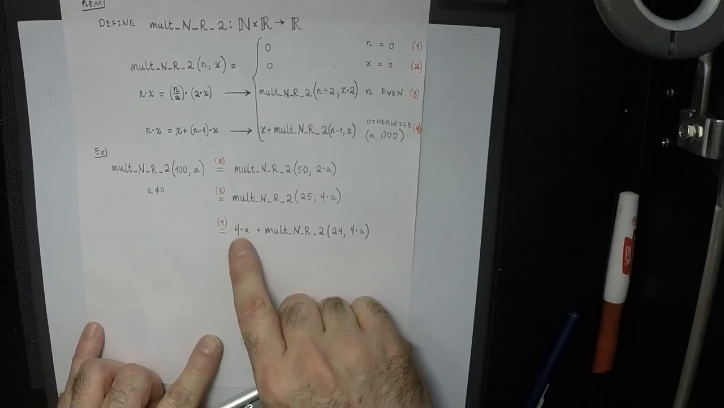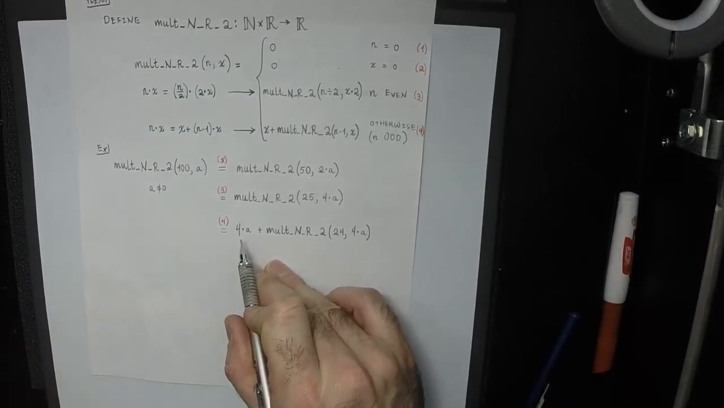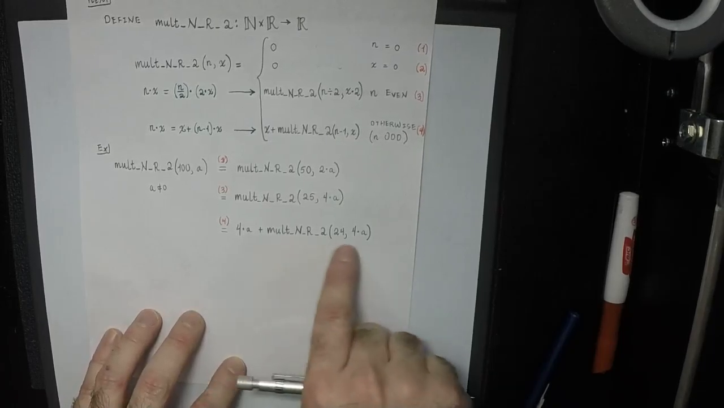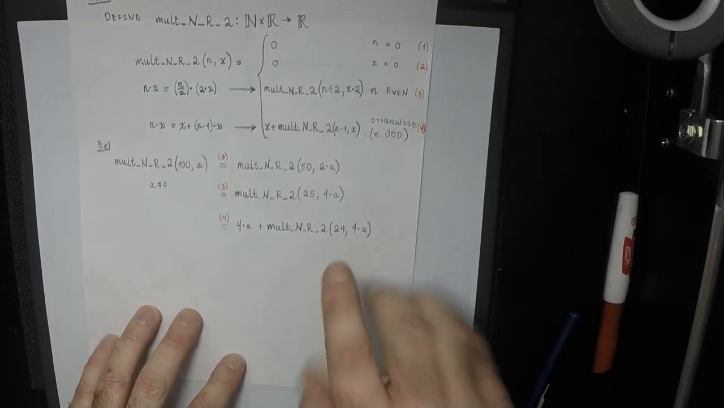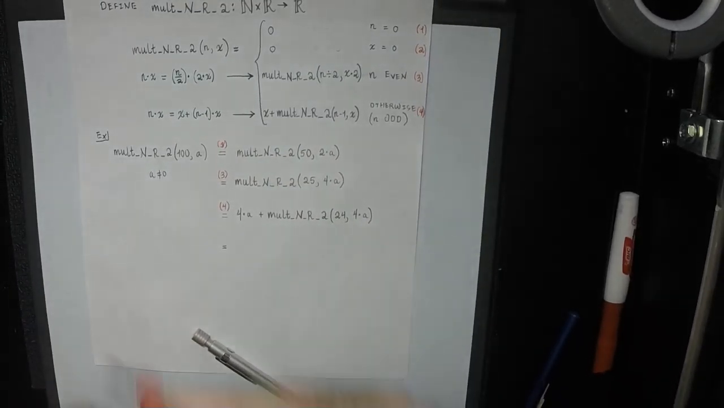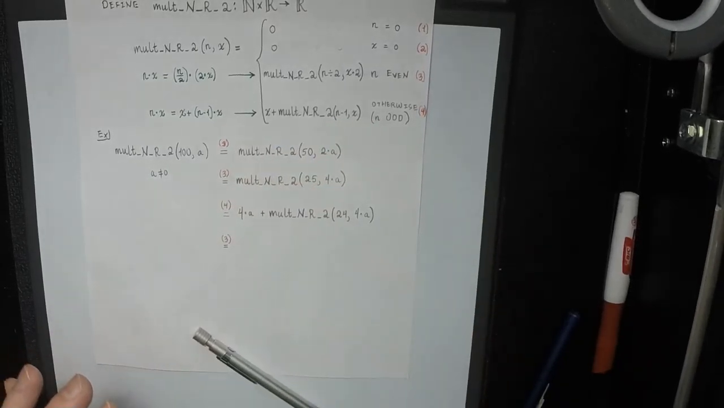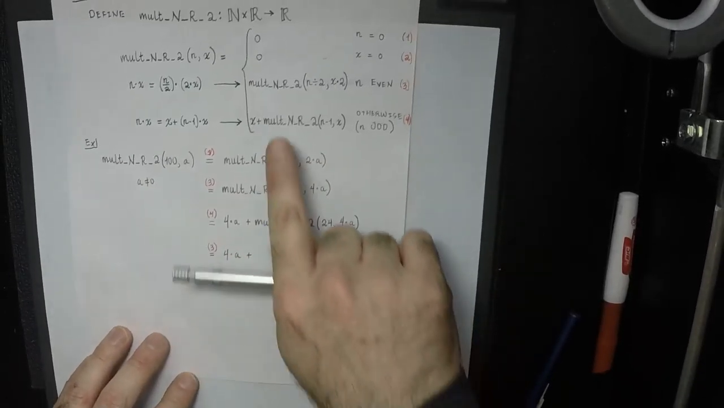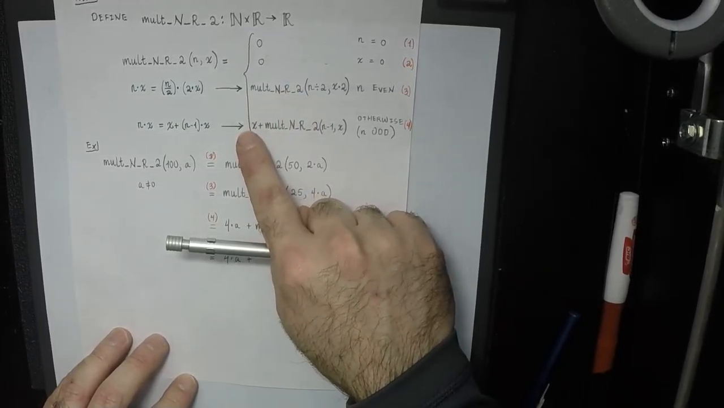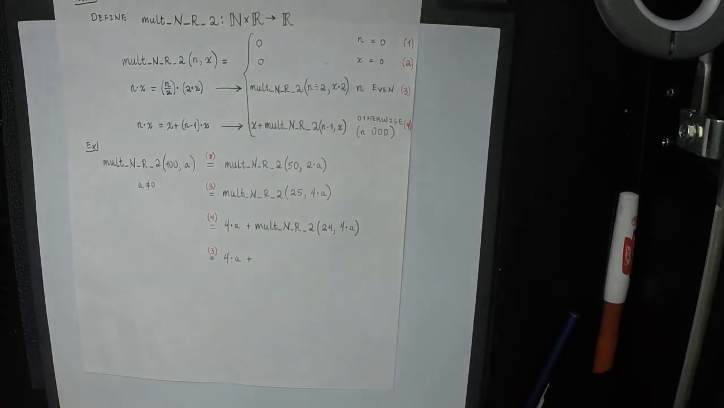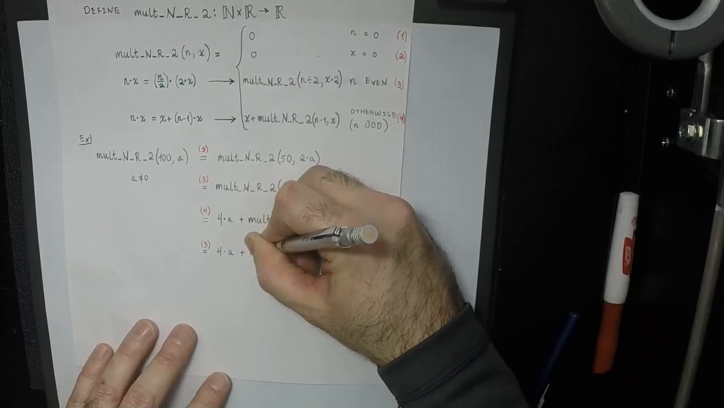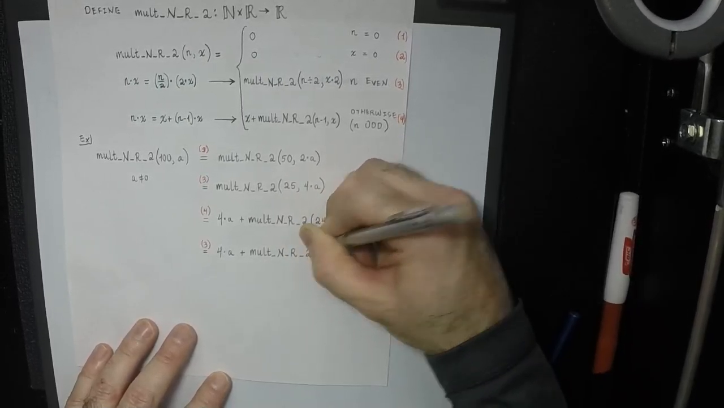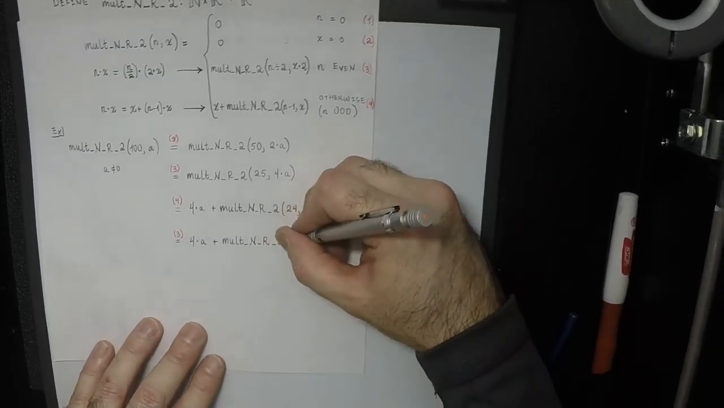Okay, so then 4a, that term right there, is finished. It needs no further work. But because we still have mult_n_r_2, there's work yet to be done. So in order to evaluate this, what do we need to do? Clause 3. So 4a plus, and clause 3 is the one that doesn't yield any new pluses. All that it does is change the arguments around. So it'll still be mult_n_r_2. And what will the new arguments be? 12 and 8a.